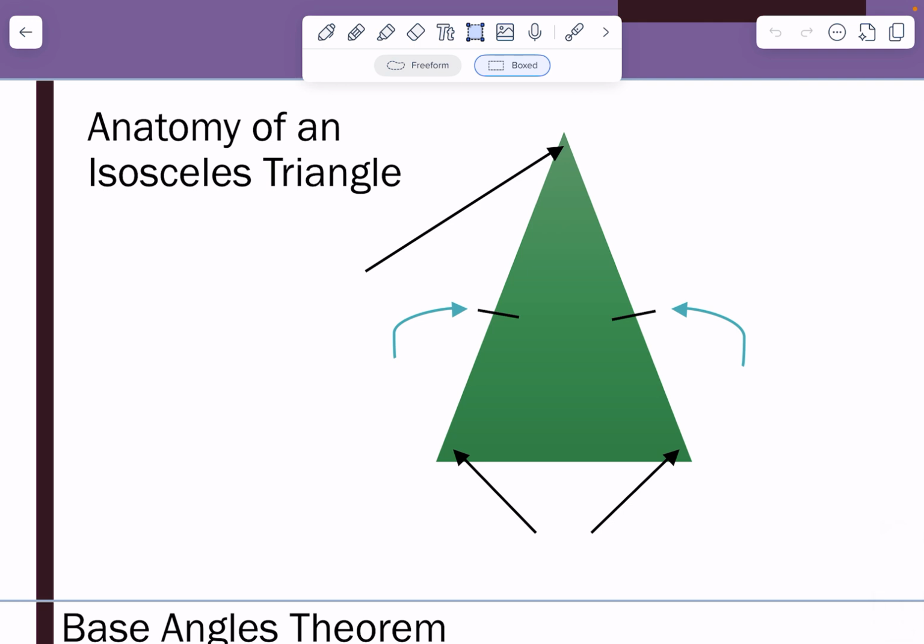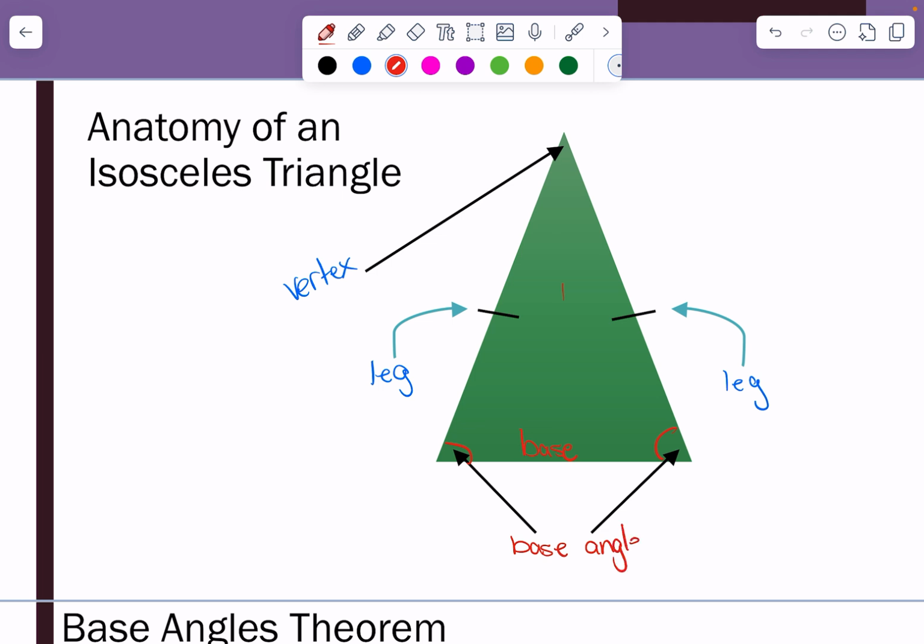First thing is, as we talked the other day, the sides that are congruent are each called a leg. The point where the two legs come together is called the vertex. Then, when we look at the triangle, the side opposite of the vertex, so if you come straight down, the side opposite of that vertex is called the base. So therefore, this angle and this angle are called the base angles.